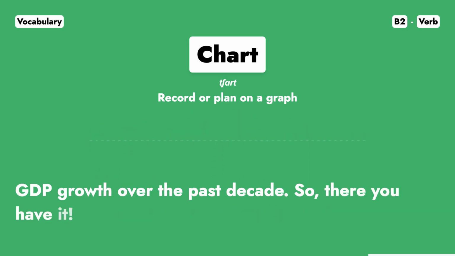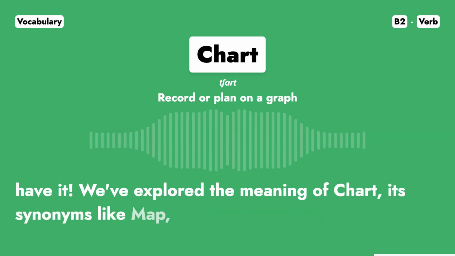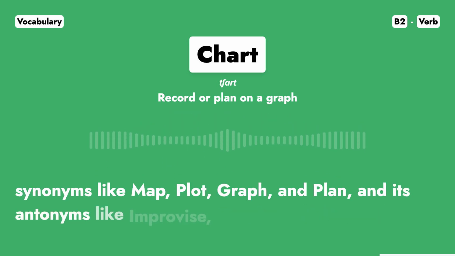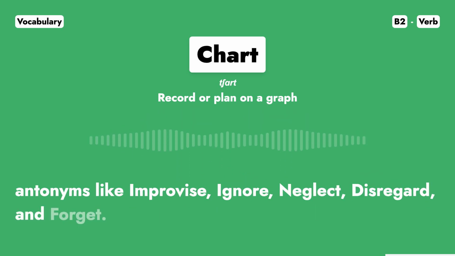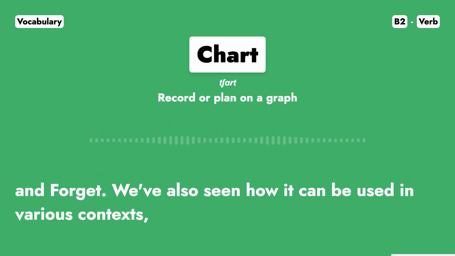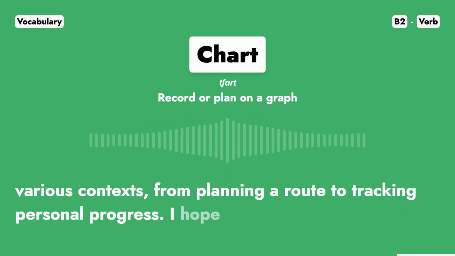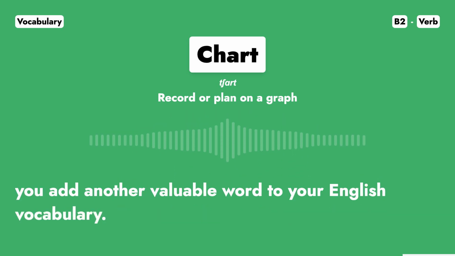So there you have it. We've explored the meaning of chart, its synonyms like map, plot, graph, and plan, and its antonyms like improvise, ignore, neglect, disregard, and forget. We've also seen how it can be used in various contexts, from planning a route to tracking personal progress. I hope this episode has helped you add another valuable word to your English vocabulary.